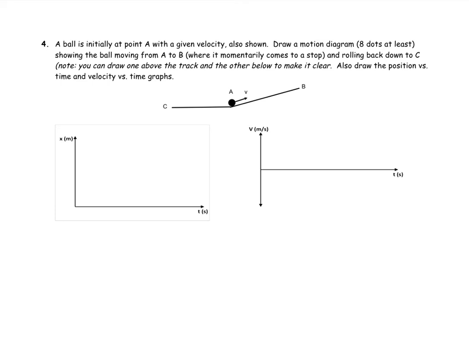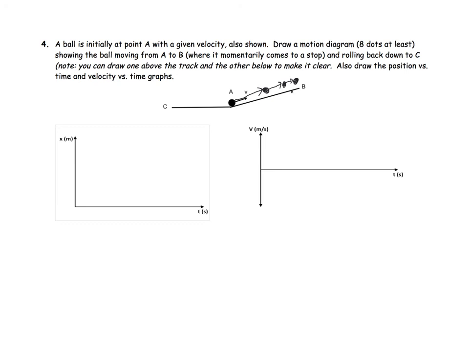So I'm actually going to extend that first arrow to make it a little bit easier, because we clearly want to show it slowing down. So there's my first arrow. My second one getting a little bit smaller, going all the way up to the top here at B. Alright, and then it's going to roll back down.